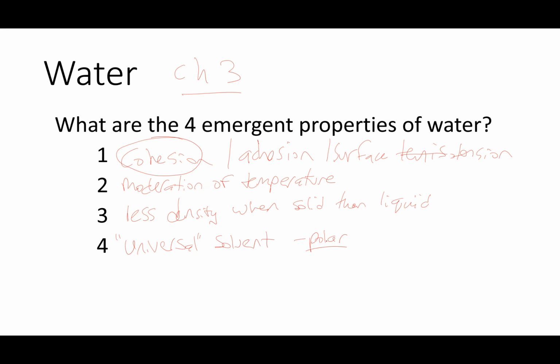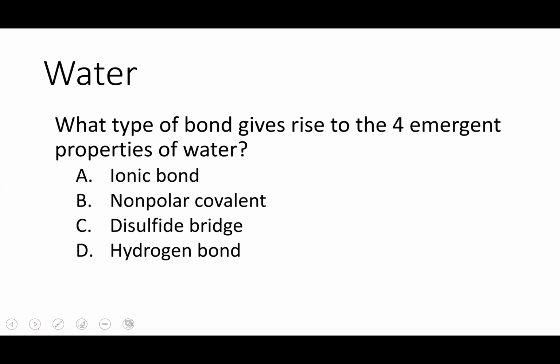Okay, so those are the 4 emergent properties of water. That's what makes water special. Oh, here's an easy one. What type of bond gives rise to the four emergent properties of water? Hydrogen bonding, yes.